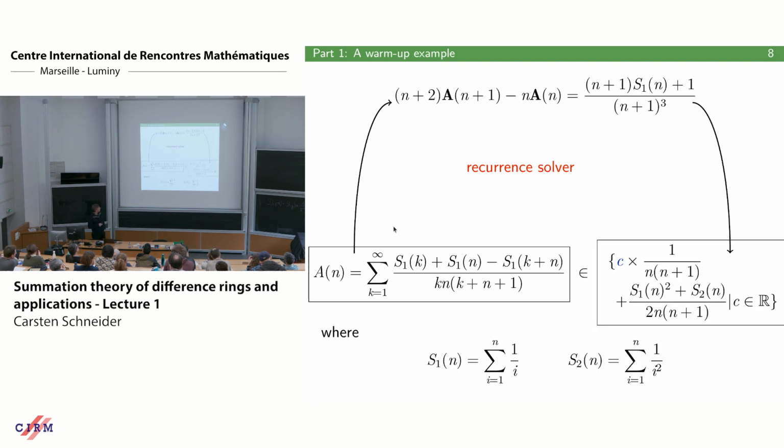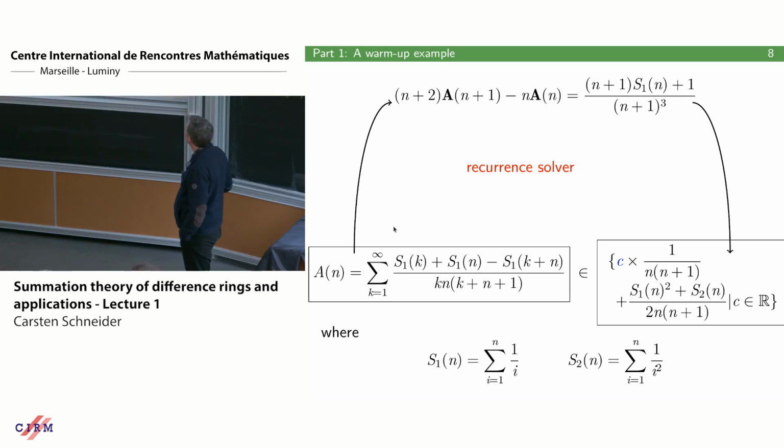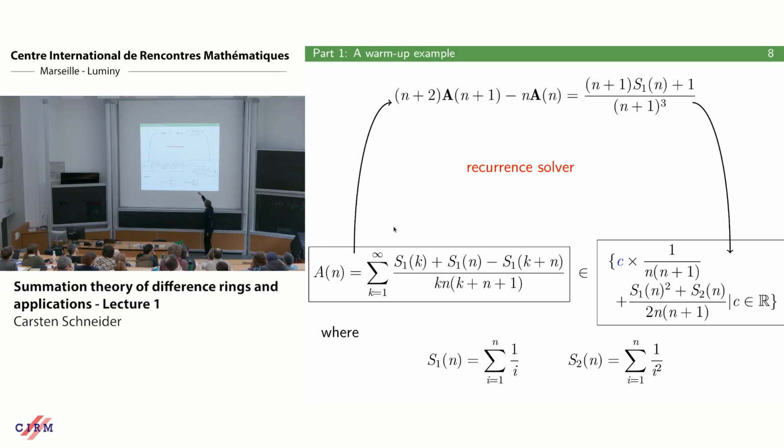Finally, I solve the recurrence. Here it's trivial, it's a first order recurrence, variation of the constants. You can immediately read off the solution. Later we see other examples where it's not so obvious anymore. In this case, we find one particular solution, and here the harmonic numbers and the harmonic numbers of second kind pop up.